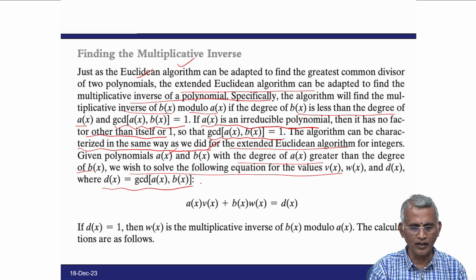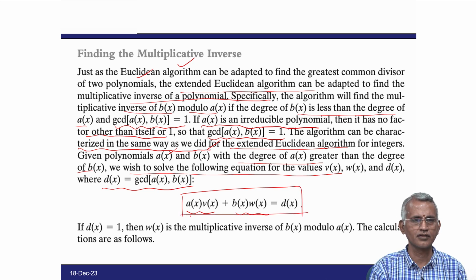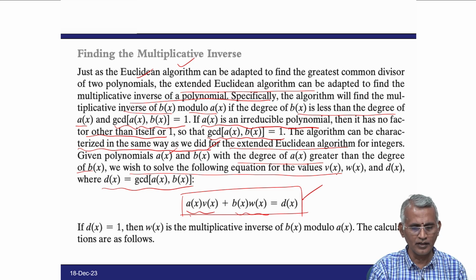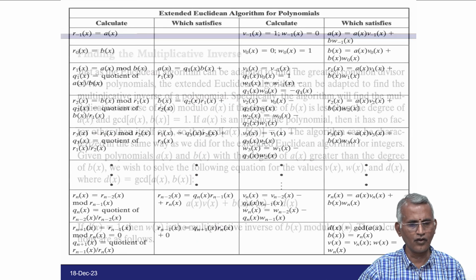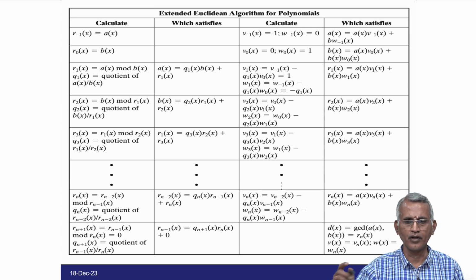So, a of x into v of x plus b of x into w of x equals d of x. It seems to be a linear Diophantine equation structure. Once it comes under the linear Diophantine equation structure, we have to find the d of x, and if d of x is 1, then w of x is the multiplicative inverse of b of x under modulo a of x. We have to calculate the following steps of the extended Euclidean algorithm for the polynomial.